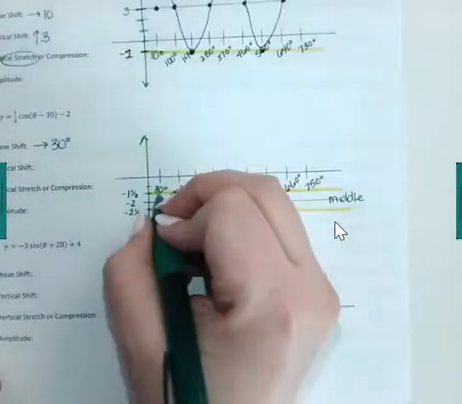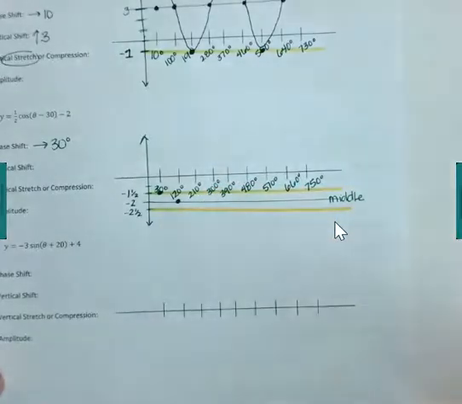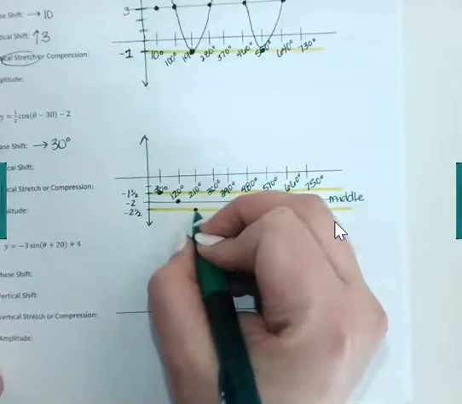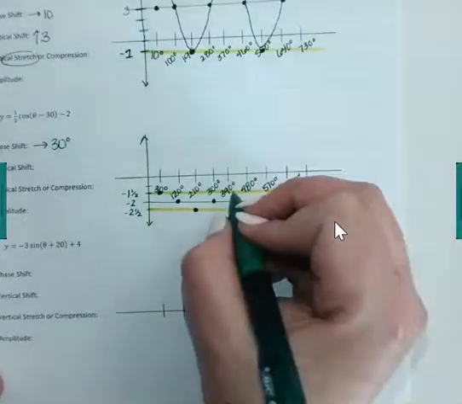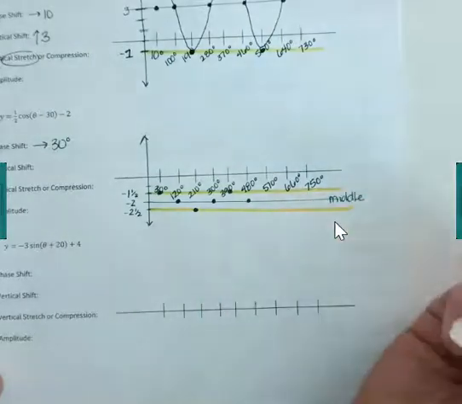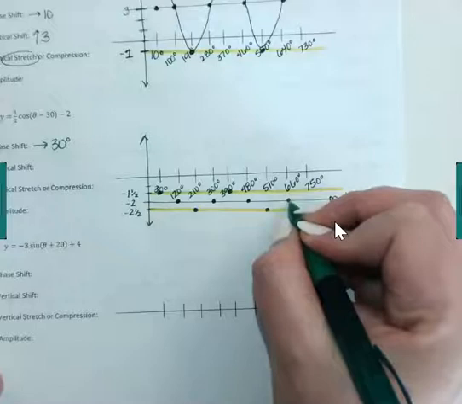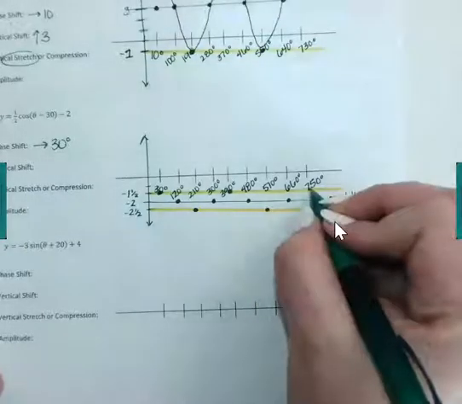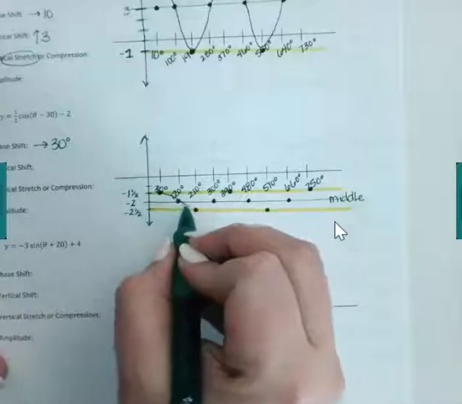So I'm going to start here. Then I'm going to go to the middle at 120. Then I'm going to go down at 210. Then I'll be back at the middle at 300. Then I'll be high at 390. Back to the middle at 480, low at 570, middle at 660, high at 750. And then once you graph that, you're just connecting your wave. So it would be like that.